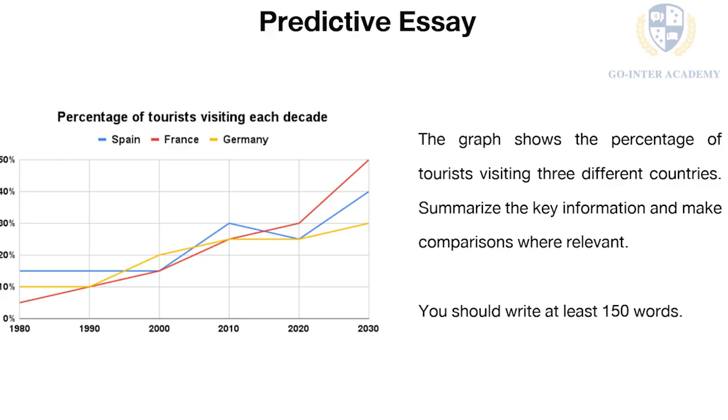In this final video, we'll be looking at how to write the predictive essay for Writing Task 1. Here, we're given a line graph showing how the percentage of tourists visiting France, Germany, and Spain changed over time from 1980 to 2030. Since we're still living in 2025 and not yet in 2030, the graph includes future years to show us what is expected to happen. So we're going to show this in our writing.